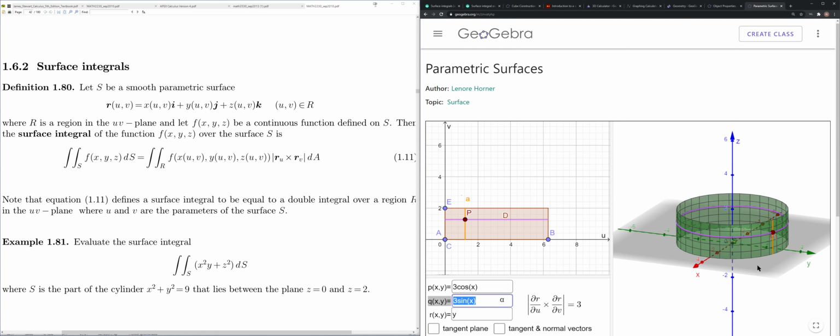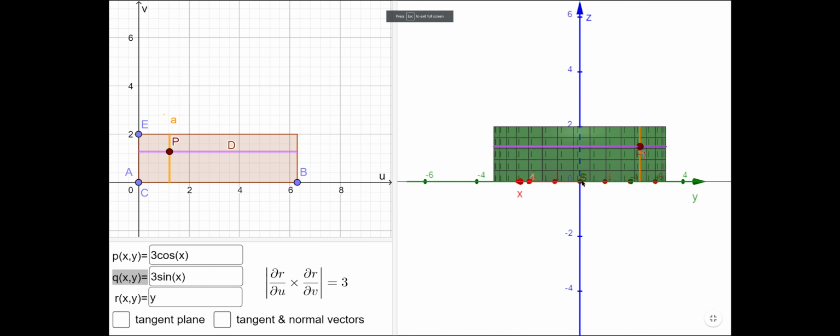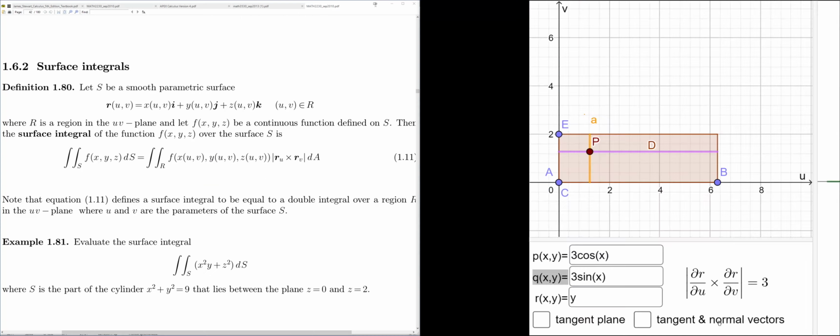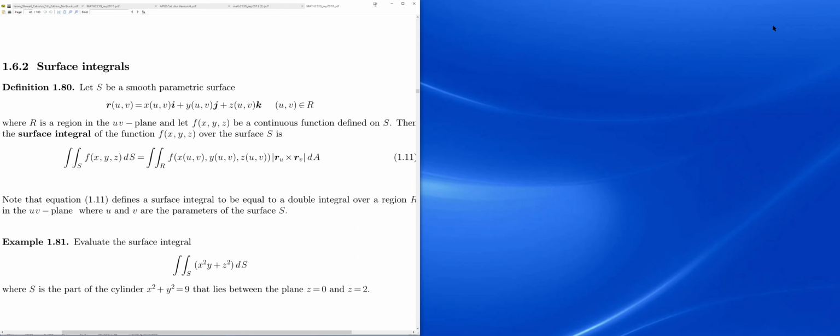Right, so it's a cylinder of radius 3 that has height going between z equal to 0 and z equal to 2. But it's not given to you parametrically. To work out this surface integral, you would need a parametric description of your cylinder. So the first thing we need to do is come up with a parametric description.